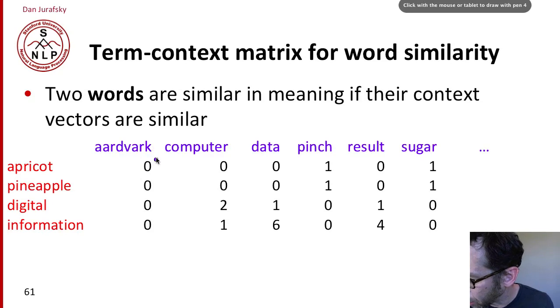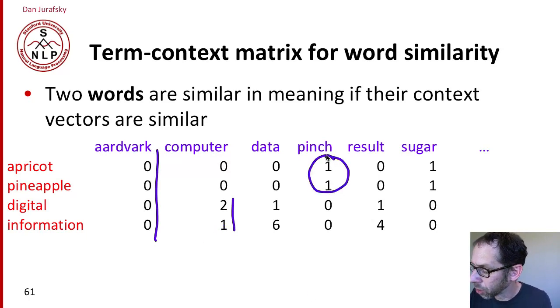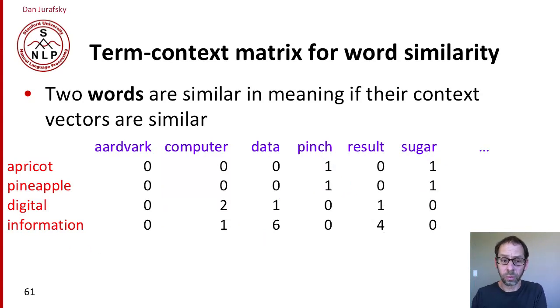They don't ever appear with the word aardvark, but the words digital and information have the word computer within the 10 words of them, twice for digital and once for information. Or the word pinch occurs with apricot and pineapple, and the word sugar occurs with them, whereas the word data and the word result tend to occur with the word digital and the word information. Now again, we say two words are similar in meaning if their context vectors are similar.